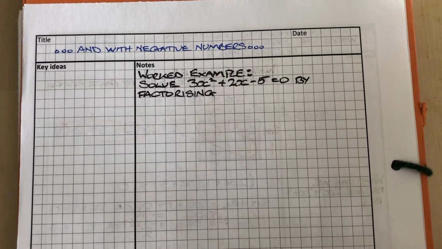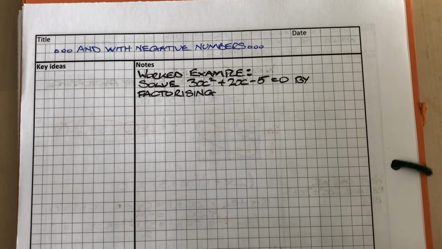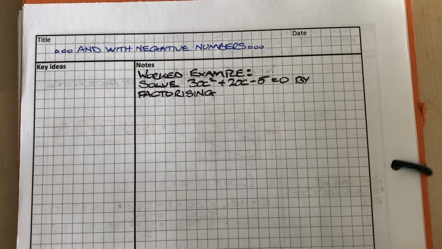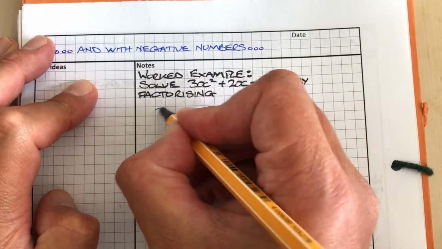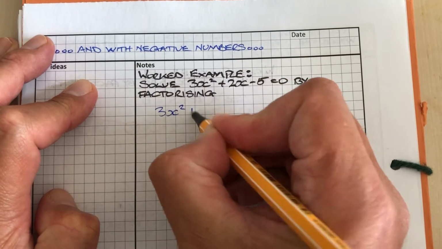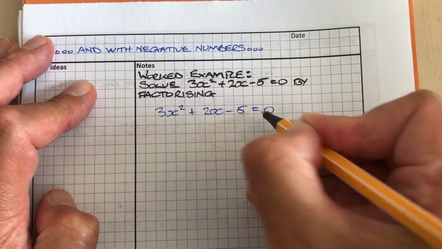Here we go then. Quadratic equations where the x squared term has a coefficient bigger than 1 and there are negative numbers as well. This is about as tough as it gets. So let's have a look. Bring out the thing that you are using from the question so you know what you're dealing with.